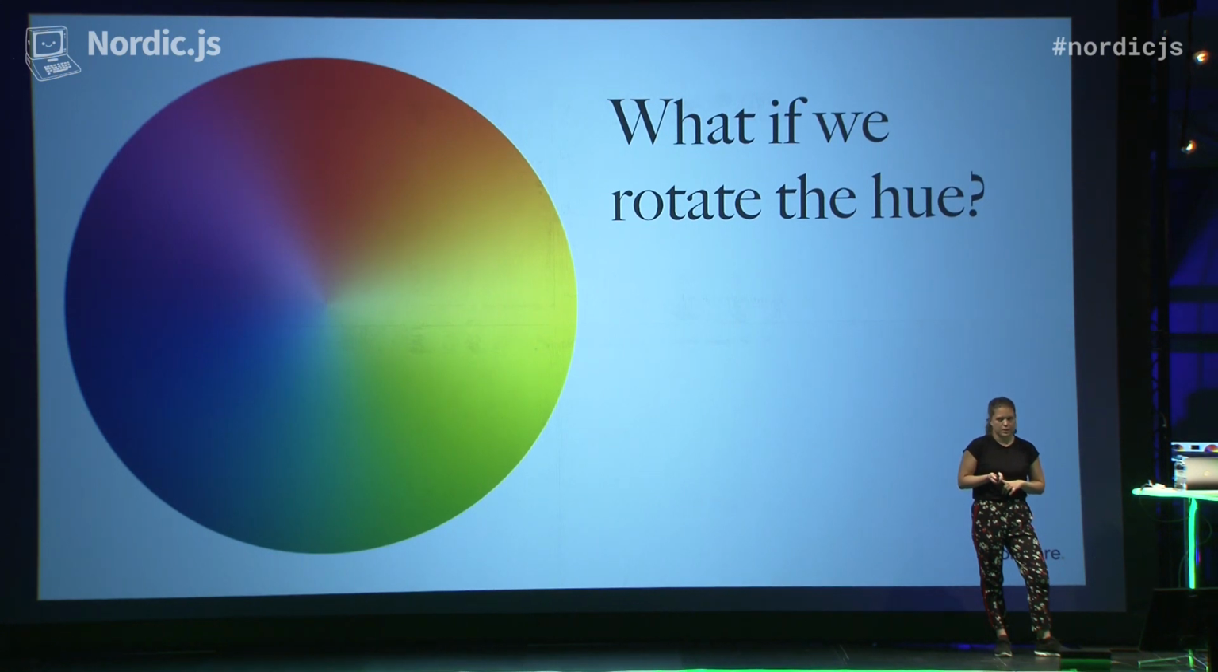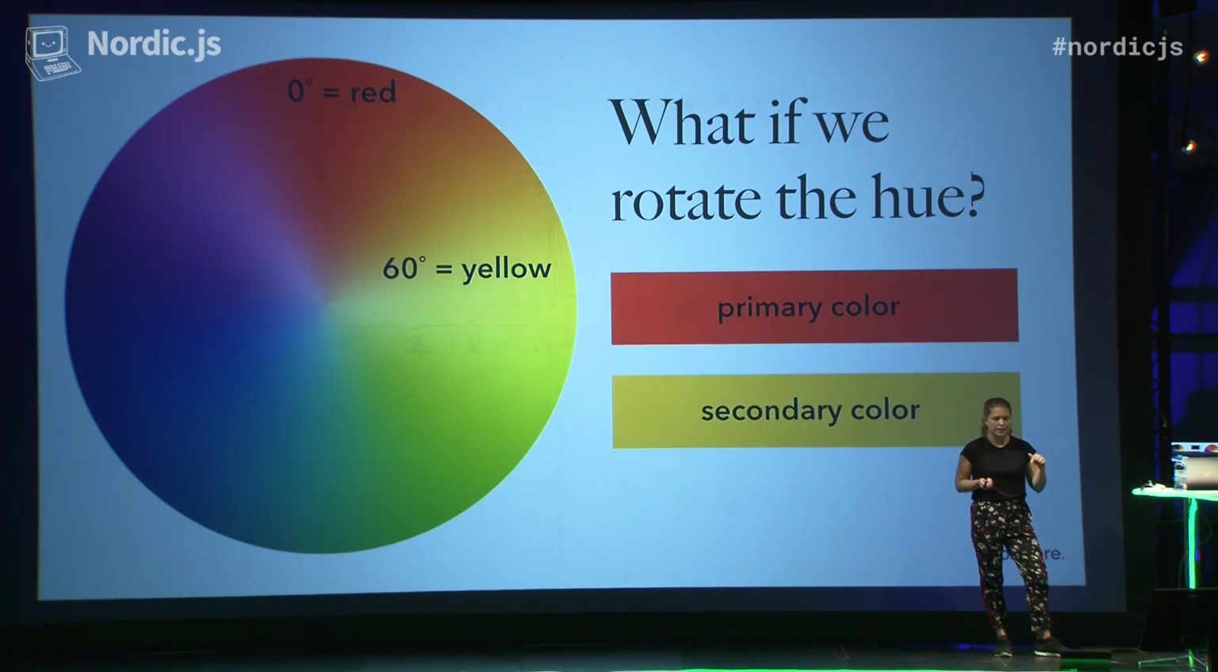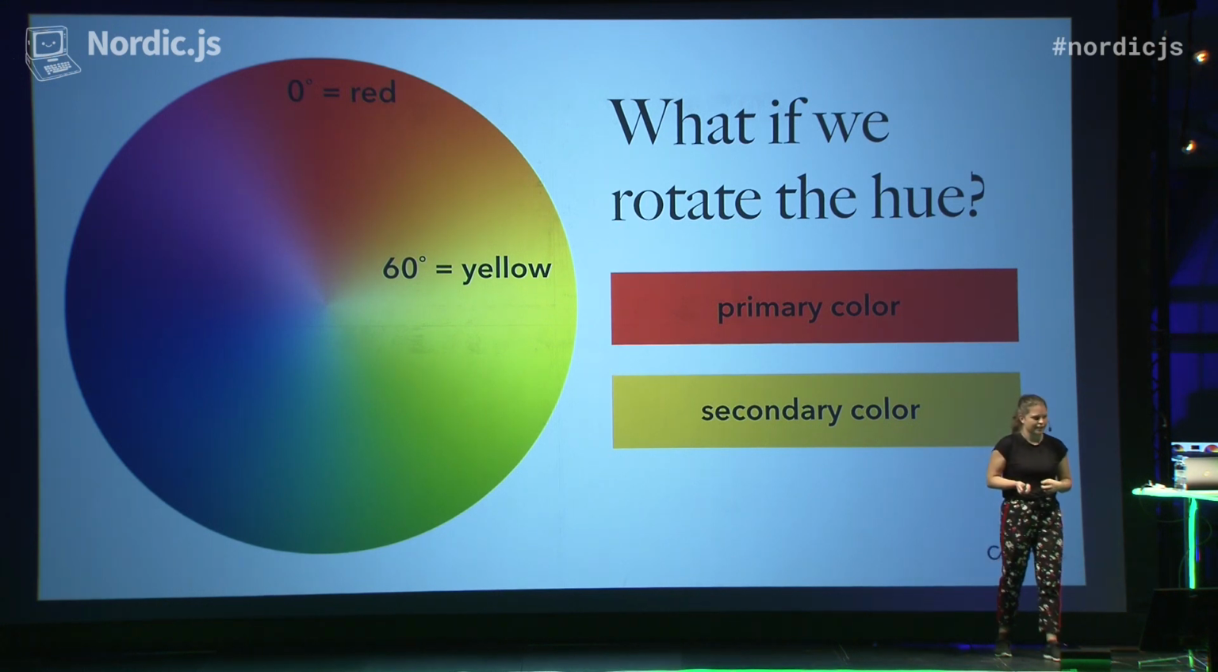So what if we rotate the hue? We will pick a color on the top and just go 60 degrees down the wheel, and there we will find our secondary color. Now, the 60 degrees is just the gut feeling from our designer. It's not based on math or anything. It's just, yeah, 60 degrees sounds good.